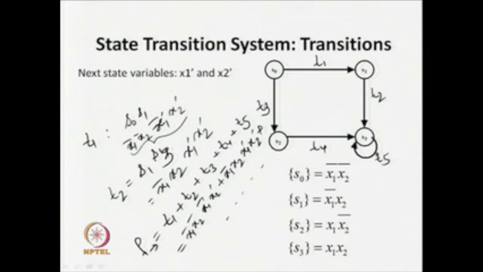Now, you just see that the collection of those transitions is going to give me the behavior of this transition system. That means, what we have seen is that all those transitions can be represented with the help of a Boolean expression. We are getting a Boolean expression. Once we have this Boolean expression, then what can we do?